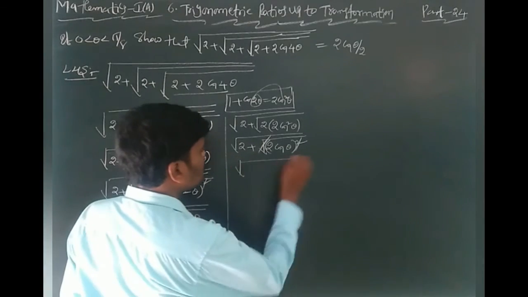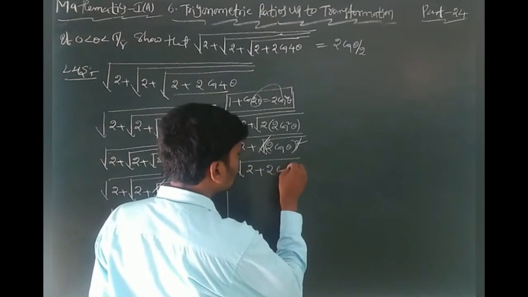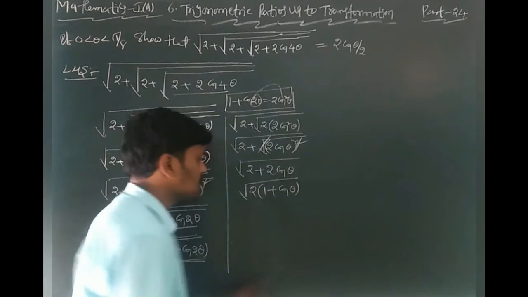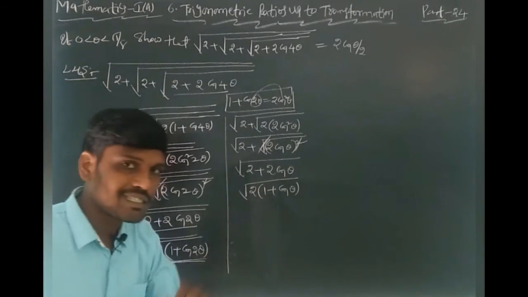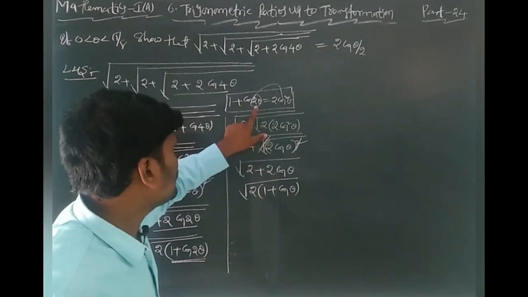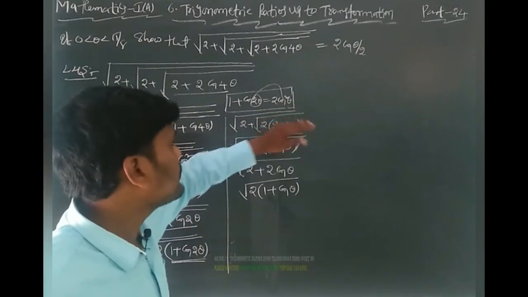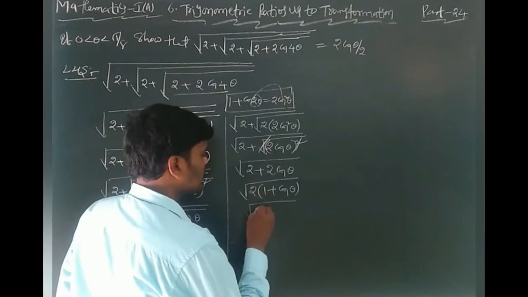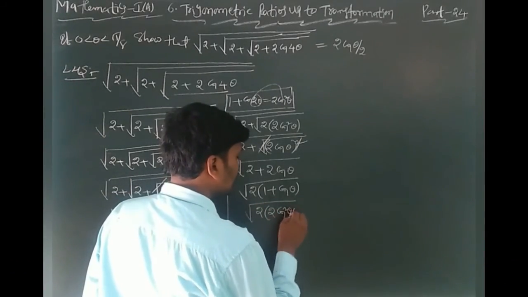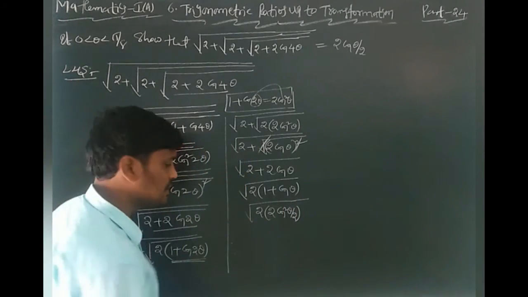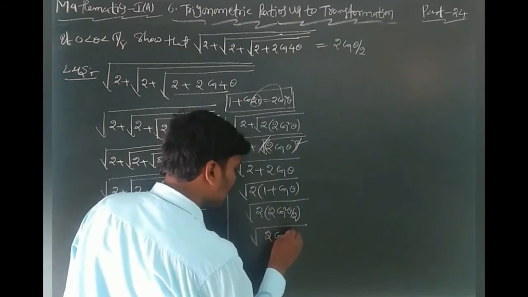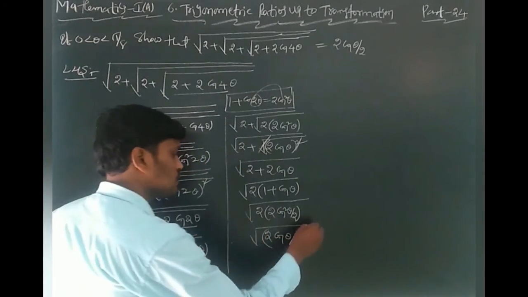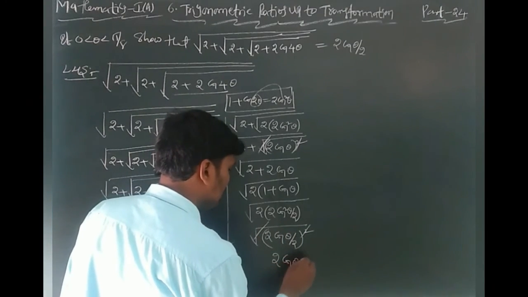Once again you can write the square root of 2 plus 2 cos theta. In these two terms you can take 2 common: 1 plus cos theta. What is the value of 1 plus cos theta? From 1 plus cos 2 theta equals 2 cos square theta, here 1 plus cos theta is 2 cos square theta by 2. That's why you can write 2 into 2 cos square theta by 2. This can be written as the square root of 2 cos theta by 2 whole square. 2 2s are 4, 2 square value is 4 cos square. The square root and the square get cancelled. You get 2 cos theta by 2.